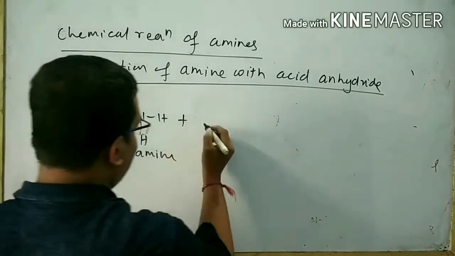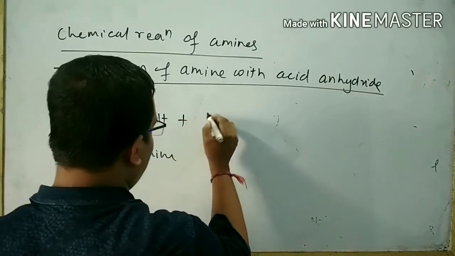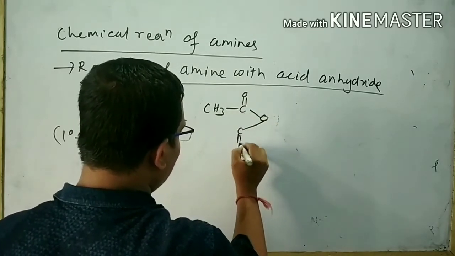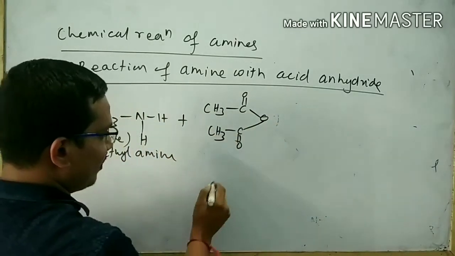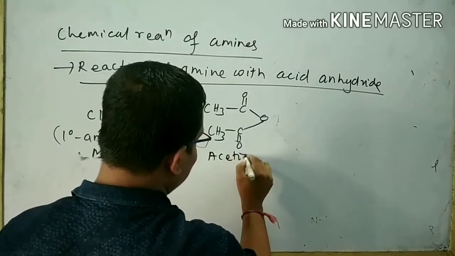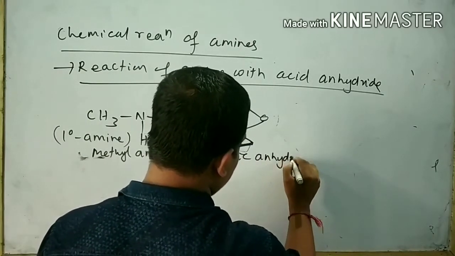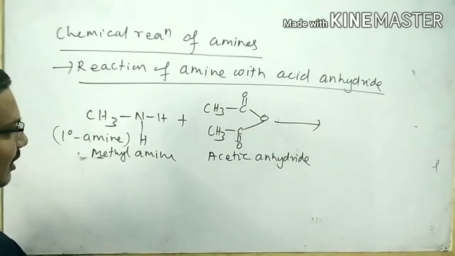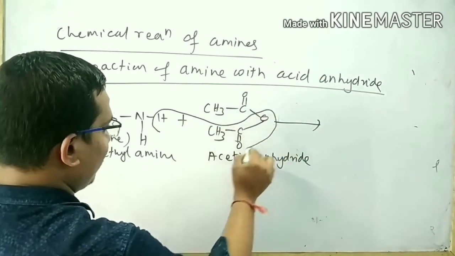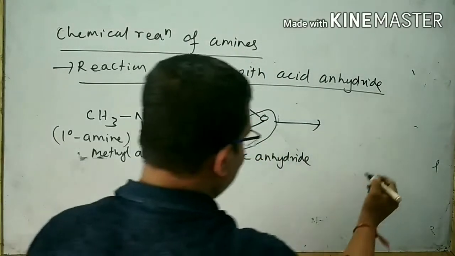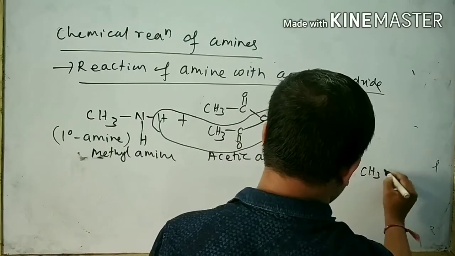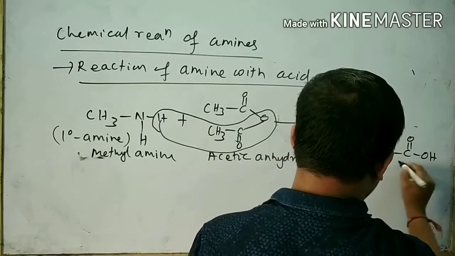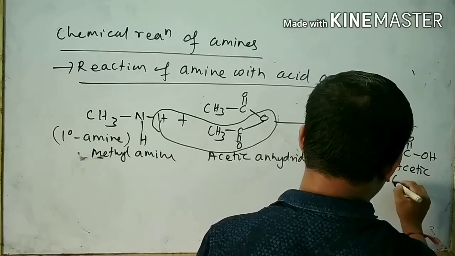Now it is subjected to reaction with the acid anhydride, CH3-C(=O)-O-C(=O)-CH3. The name of this compound is acetic anhydride. Then what will be the product obtained? There is a loss of an acetic acid molecule. That means the byproduct is CH3-C(=O)-OH. This is the byproduct, said to be acetic acid.